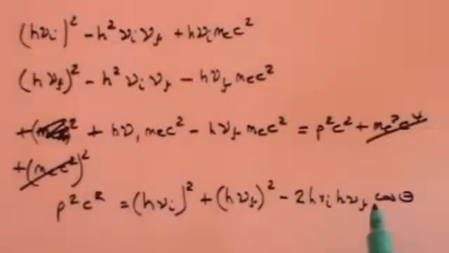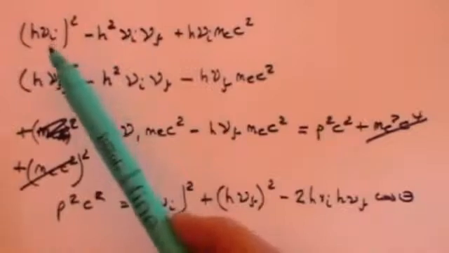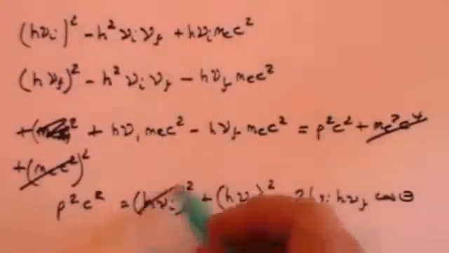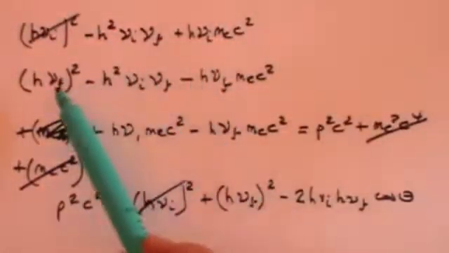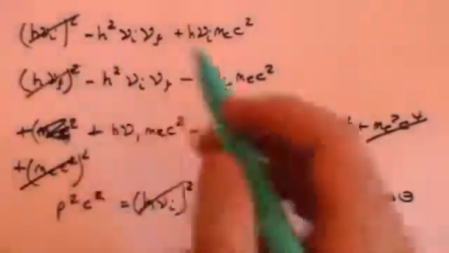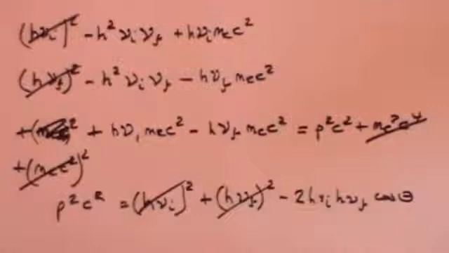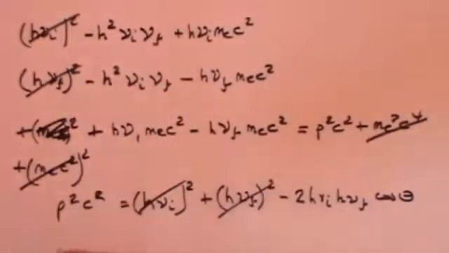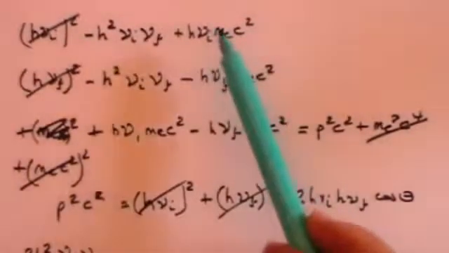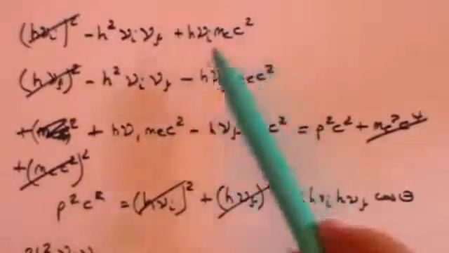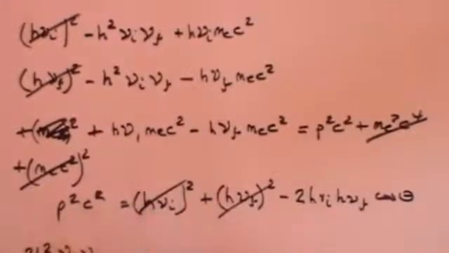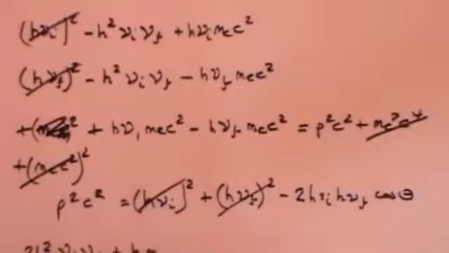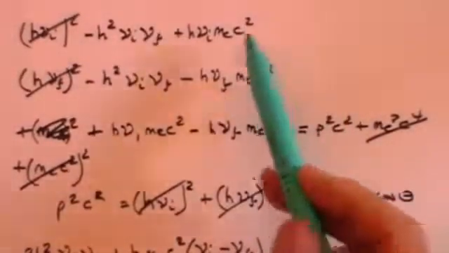And that means we can now lose a bit more, because you'll notice we've got an (h nu i) all squared here and an (h nu i) all squared here, so they go. We've got an (h nu f) all squared here and an (h nu f) all squared here, so they go. And now we just need to tidy up what's left. Well, look, we've got 2 lots of these terms here, the h squared nu i nu f. So we've got minus 2 h squared nu i nu f. And then these 2 terms here can be written as plus h m_e c squared into (nu i minus nu f). That's those 2 terms there.